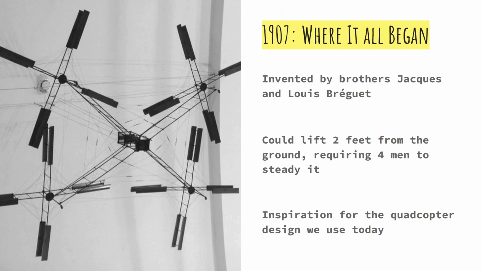In 1907, we saw the first invention of something that resembled a modern drone. Its frame was an X shape, with each corner containing propellers. This makes it the earliest design for what is now commonly called a quadcopter. It was invented by the brothers Jacques and Louis Breguet, and could lift 2 feet from the ground with 4 men steadying it.